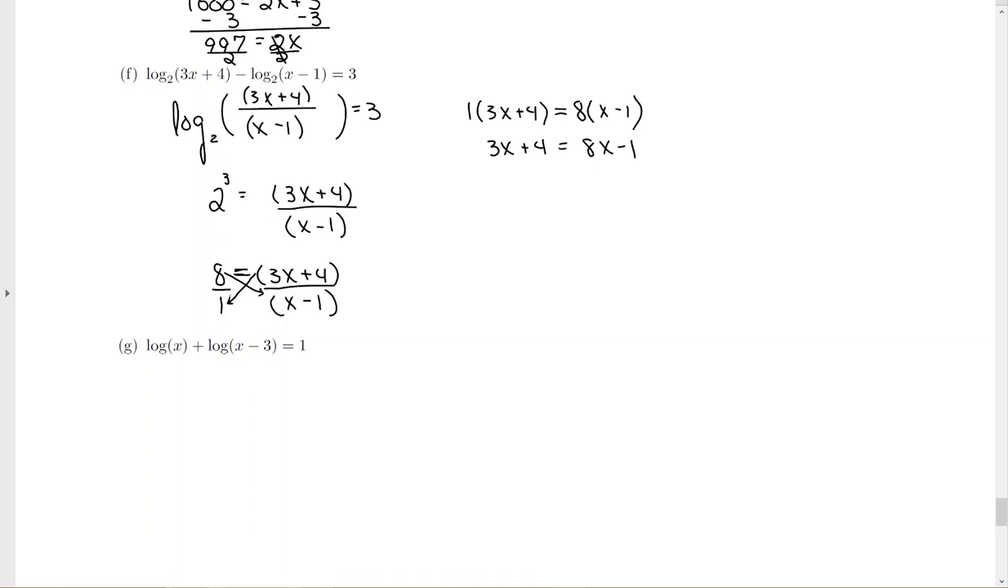You need to collect your x's on one side, your numbers on the other. So I'm going to move my x's to the side with the bigger number. You can go either direction. I'm going to move my x's to the right. And then terms that don't have x in them, I'm going to move those to the left side of the equation. So the minus 1 doesn't have an x in it. I'm going to add 1 to both sides.